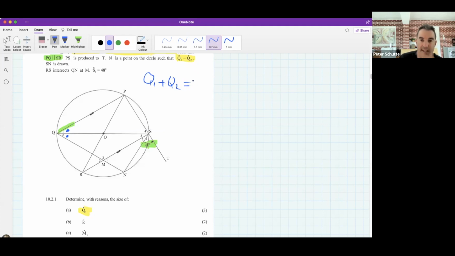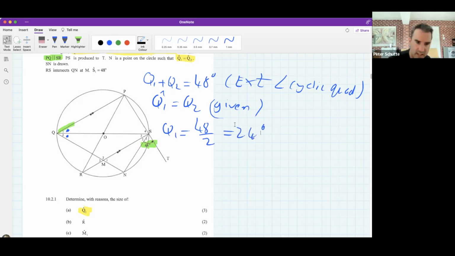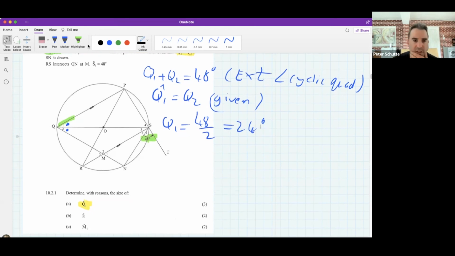Yes, and Younger agrees with you. So let me just write out what you were saying. Q1 plus Q2 is equal to 48 degrees, and the reason is exterior angle of a cyclic quad. And then you're given Q1 is equal to Q2. So you know that it's 48 in total, which means that Q1 by itself must be 48 divided by 2, which is 24 degrees. Very good. That was a bit sneaky, huh? So well done, Lesejo. That was great.